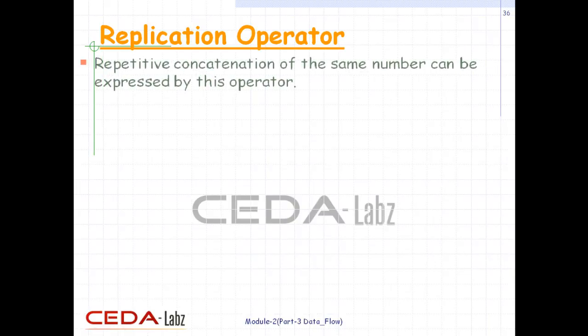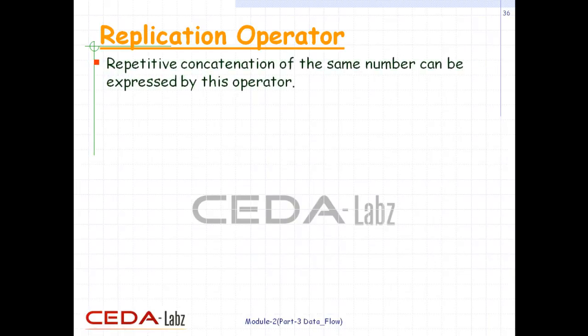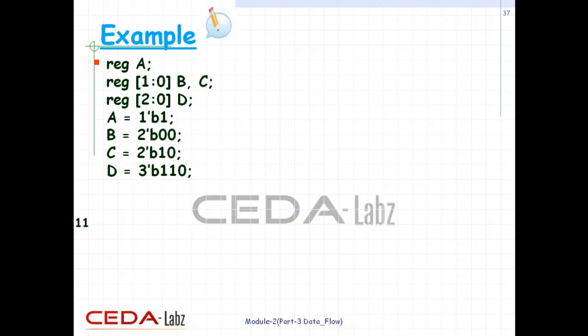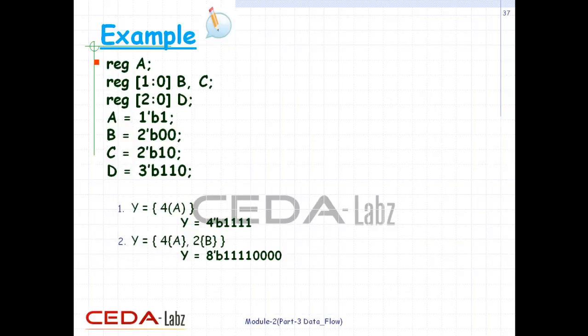Repetitive concatenation of the same number can be expressed by using a replication constant. A replication constant specifies how many times to replicate the number inside the brackets. This is the syntax. And here come the examples. In first one, y is concatenation of 4 times replicated a, where a is 1, and replicated 4 times, so y is 4 bit 1, 1, 1, 1. Similarly, in second one, y is 4 times a, and 2 times b. Isn't this operator very simple? We just have to rewrite the expression the number of times it is mentioned.